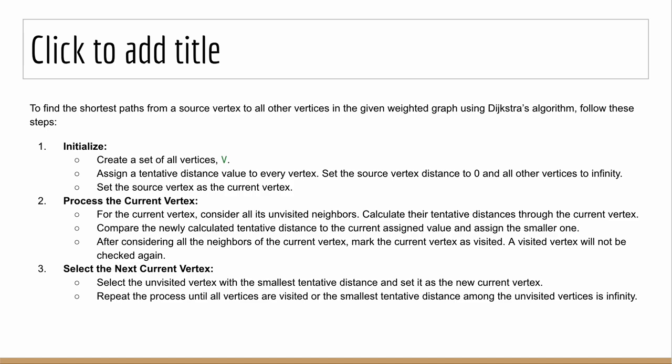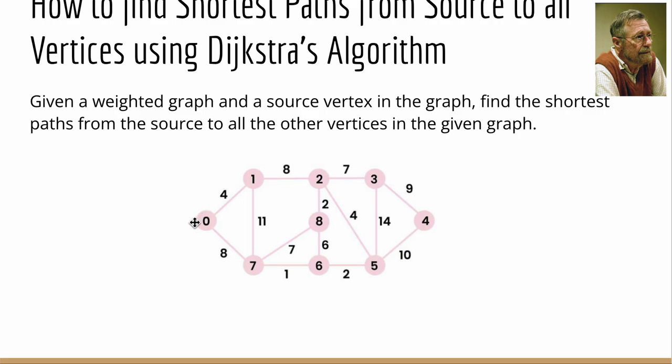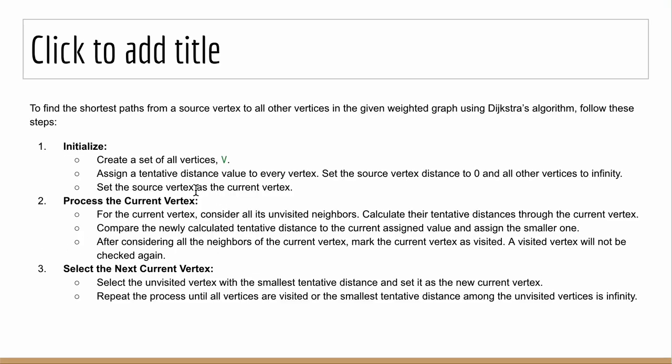For initialization, we'll create a set of all vertices. Let's call it V. We'll assign a tentative distance value to every vertex. We'll set the source vertex distance to 0 and all other vertices to infinity. We'll then set the source vertex as the current vertex. So if you see from the graph right here, let's say we select 0 as our starting vertex. We remember to create a set of all vertices first, of course, and then assign a tentative distance of 0 to our source vertex. And then we set the source vertex as the current vertex. So right now, 0 is our current vertex.